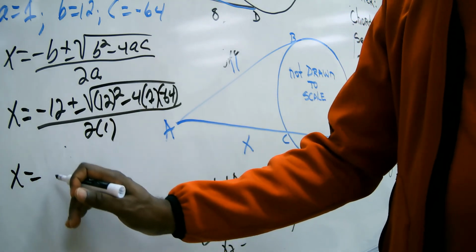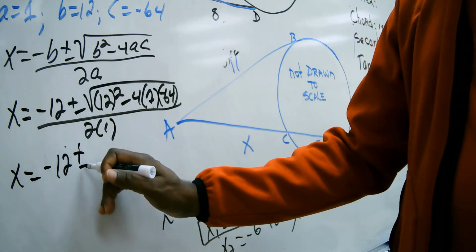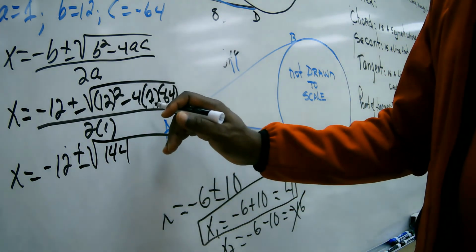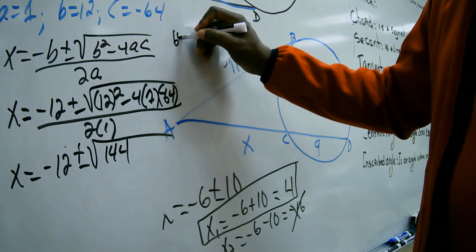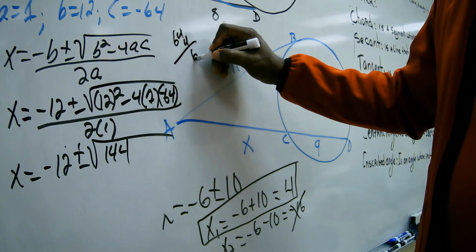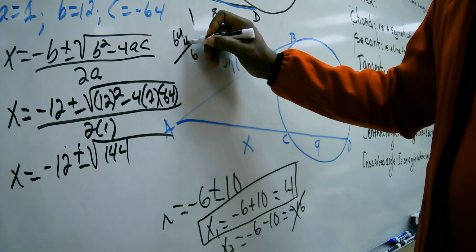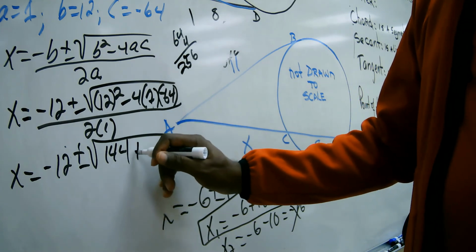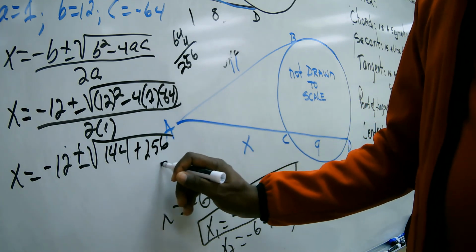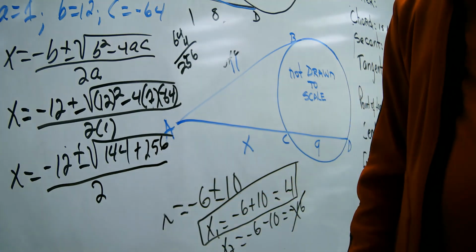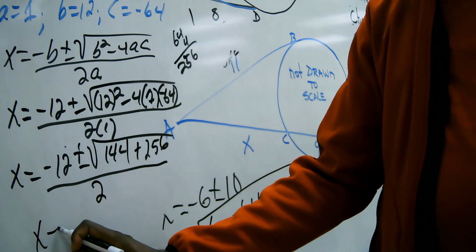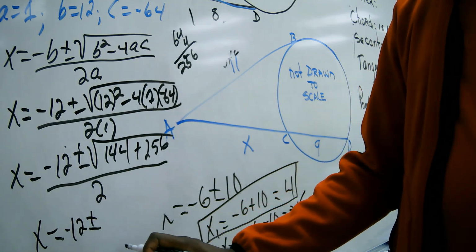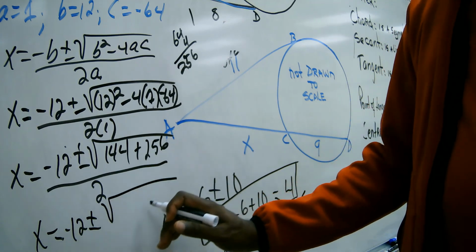Then everything else has to do with order of operations. We'll have x equal to negative 12 plus or minus the square root of 12 squared, which is 144, plus 64 times 4, which gives you 256. Everything is over 2. Like I said earlier, everything has to do with order of operations. You will have negative 12 plus or minus the square root of 400.